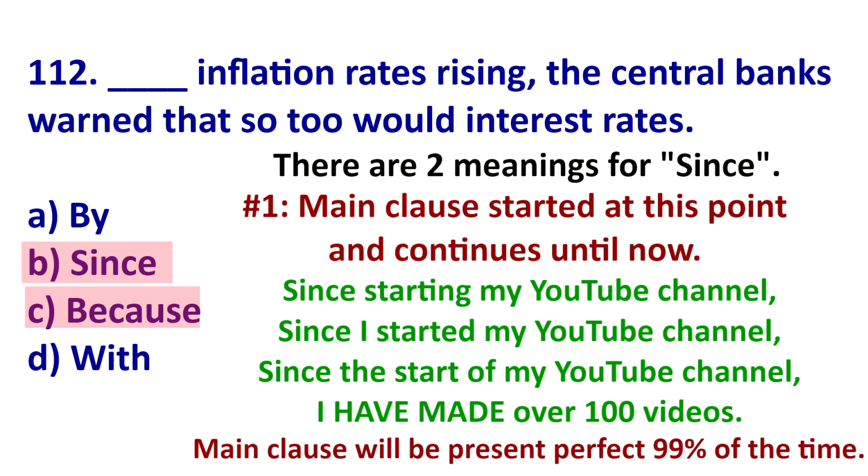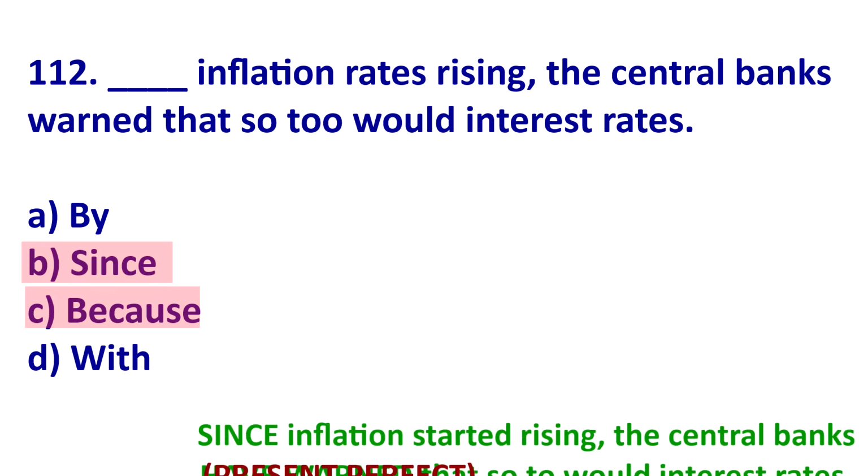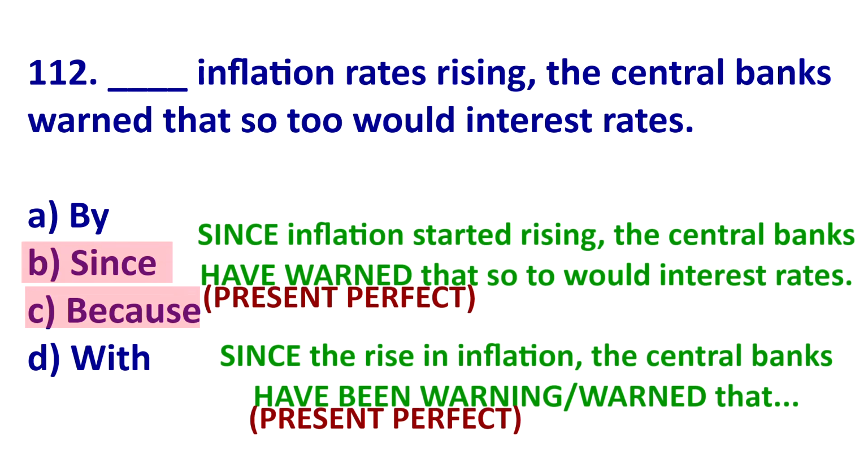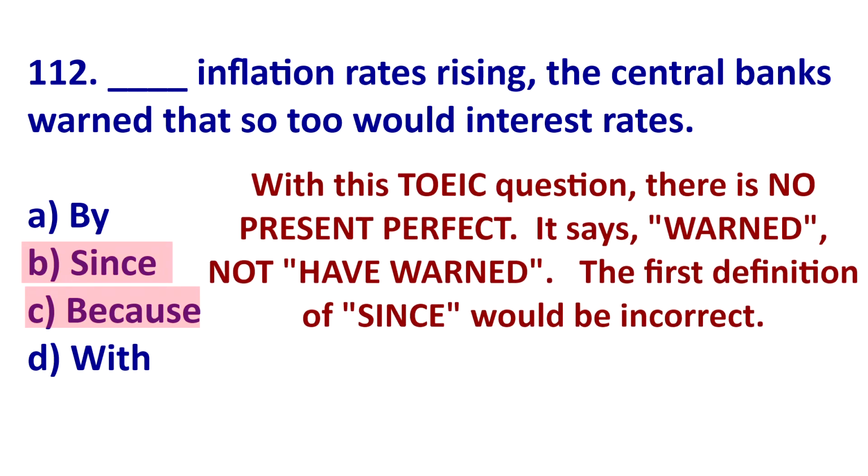Now, your main clause is present perfect 99% of the time, because it started in the past and it continued until now. Here's another example. Since inflation started rising, the central banks have warned that so too would interest rates. Since the rise in inflation, the central banks have warned, have been warning. But in this TOEIC sentence, we do not see have warned. We just have past simple. Warned. When you use since to talk about time, your main clause is going to have present perfect 99% of the time. We do not have present perfect, therefore since does not work here.